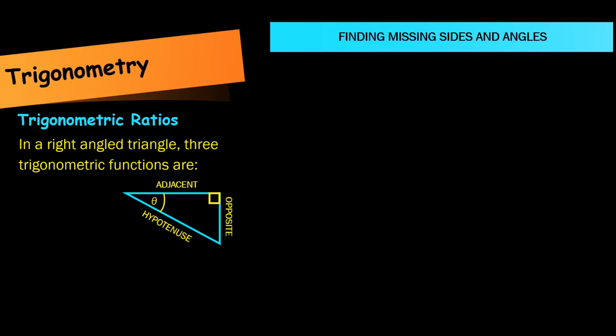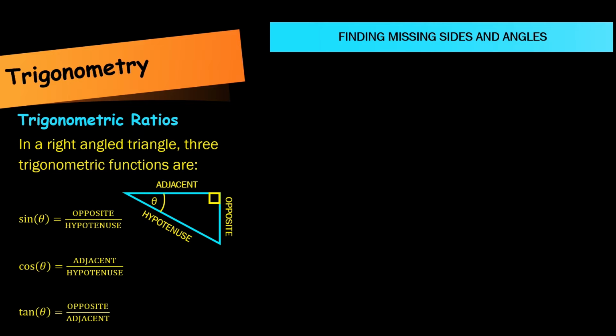First, let's review trigonometric ratios. In a right-angled triangle, the three trigonometric functions are sin theta equals opposite over hypotenuse, cos theta equals adjacent over hypotenuse, and tan theta equals opposite over adjacent.